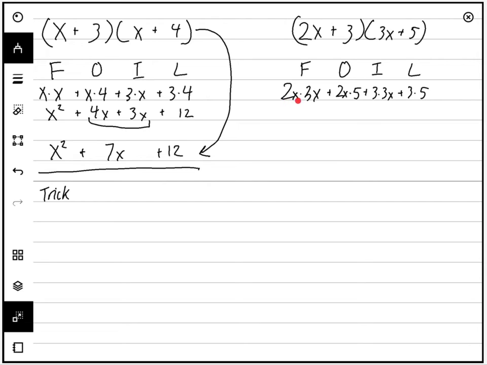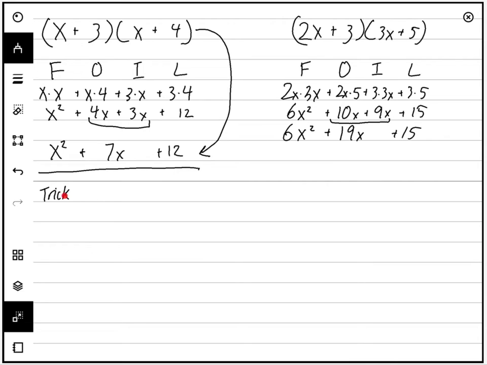Okay, so what do we get when we combine these all together? We get 6x squared plus 10x plus 9x plus 15. Okay, and we can combine these two, so let's do that. We get 6x squared plus 19x plus 15. All right.